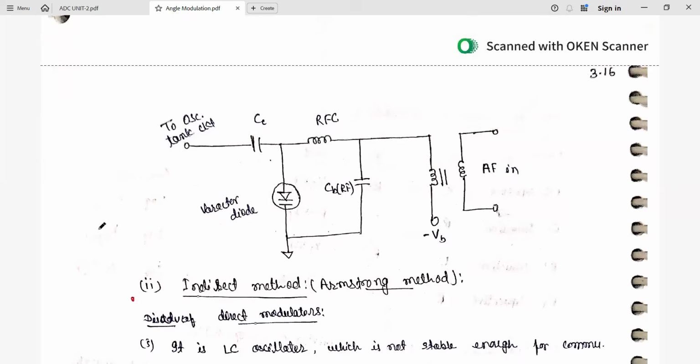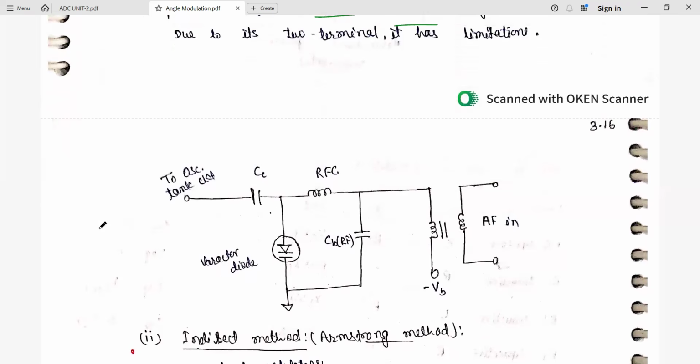So finally, this is the circuit diagram using the varactor diode. This connection is coming from the tank circuit. Here we have capacitors. This is the varactor diode. Then we have this coil. Again, a capacitor is here. Finally, we have a transformer-like arrangement, and here the input signal is given. So like this, this is utilized to produce the FM signal.